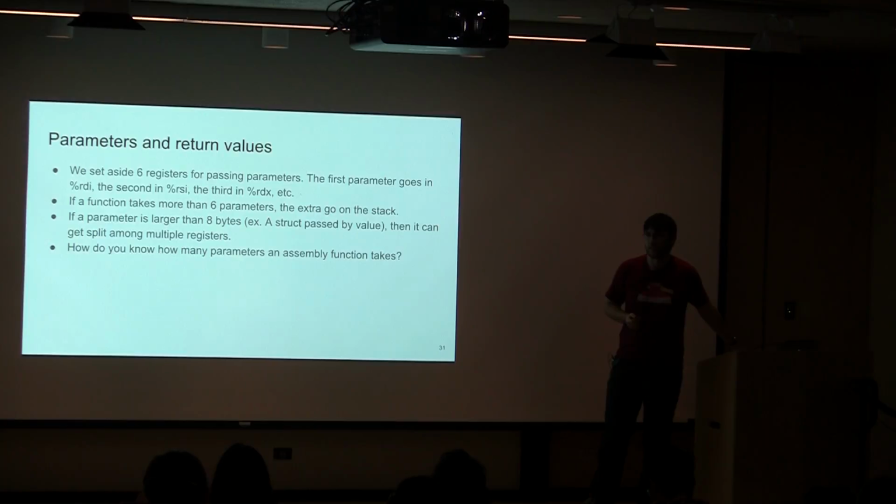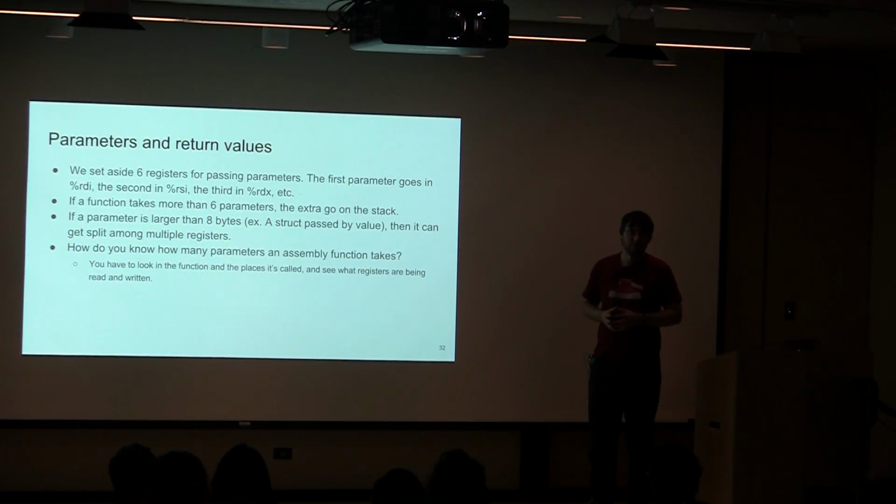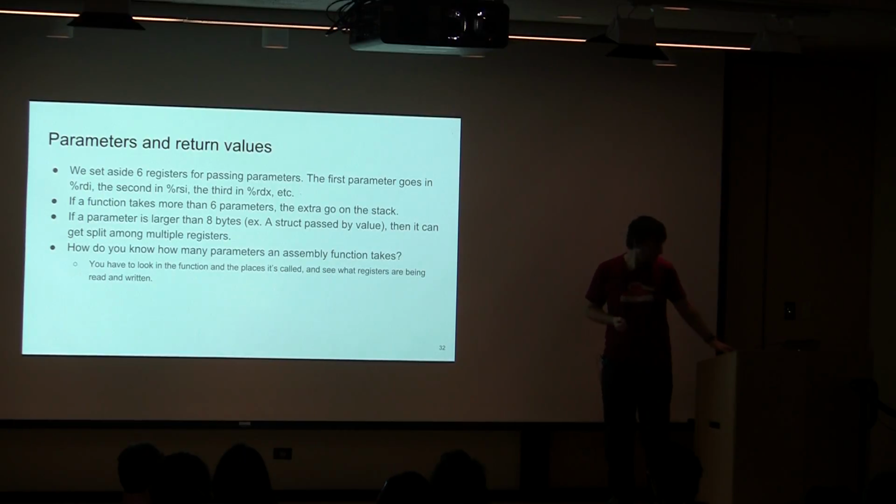And you can also look in the function itself to see what registers are being read before they're written. So if you look in the function and you see it reading from RDX, for example, RDX you know is the third parameter, so probably that function takes at least 3 parameters. So you can look for clues like that. Good.